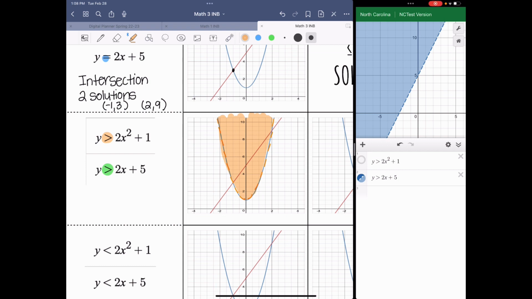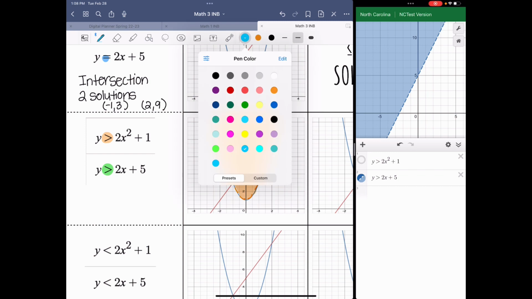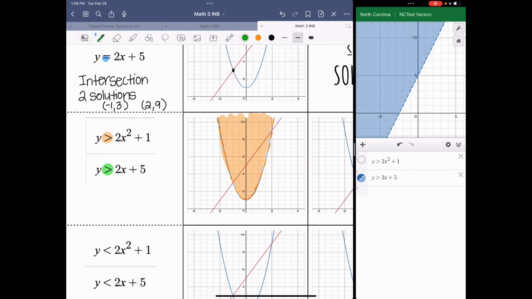Alright, so then I'm going to look at the line. The line is also going to be a dashed line because it's not equal to. So this is going to be dashed, which means anything on that border is not included. And then any of my shading here is going to be above it because it's greater than.